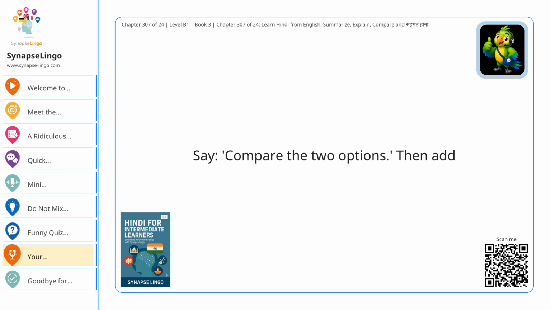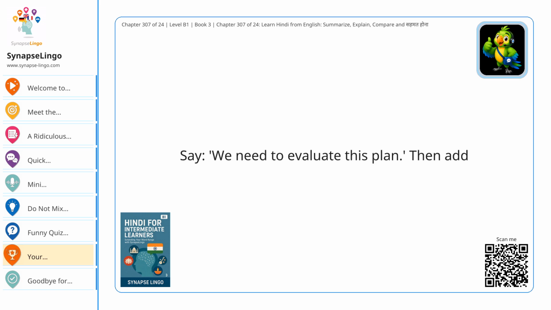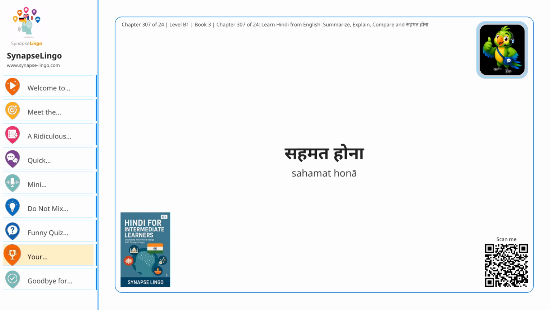Say, compare the two options. Then add तुलना करना. Say, we need to evaluate this plan. Then add मूल्यांकन करना. Say, I want to convince him. Then add मनाना. Say, I agree. Then add सहमत होना.